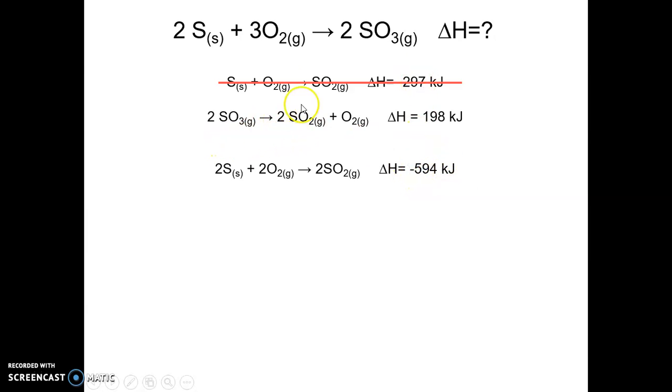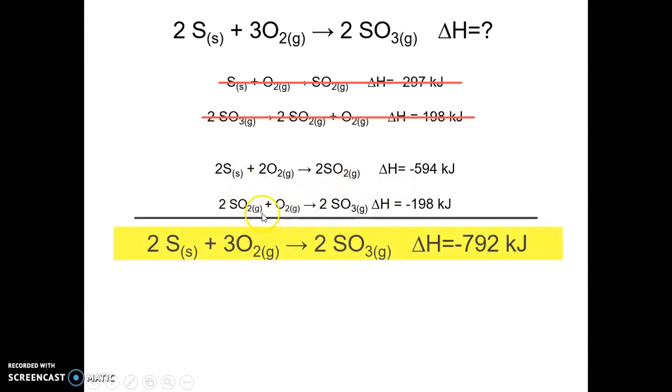Okay. Then the other thing I'm noticing here is sulfur trioxide as a product. I have sulfur trioxide in this reaction, but it's a reactant, so we're going to flip that one. Cross that one out. Now this reaction is flipped, so that sulfur trioxide is a product, and it looks like if I'm careful and add these together, I'll get my reaction in question.